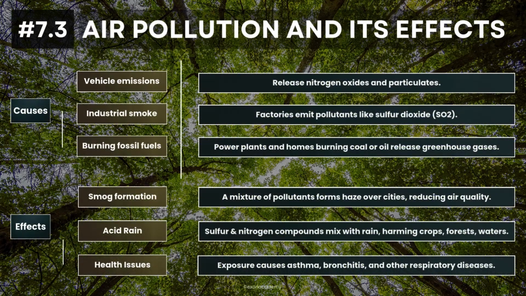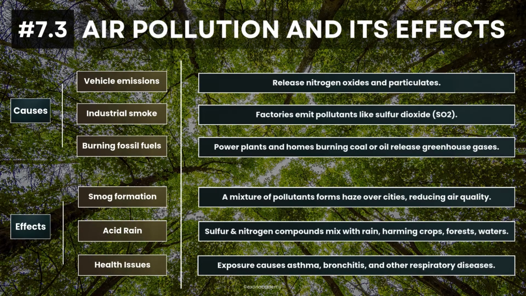Chapter number 7.3, Air Pollution and its Effects. Air pollution is a critical issue affecting both humans and the environment. Its causes are vehicle emissions, which release nitrogen oxides and particulates, industrial activities, where factories emit pollutants like sulfur dioxide, and fossil fuel combustion. Power plants and homes burning coal or oil release greenhouse gases, and its effects are smog formation, acid rain, and its health impacts.